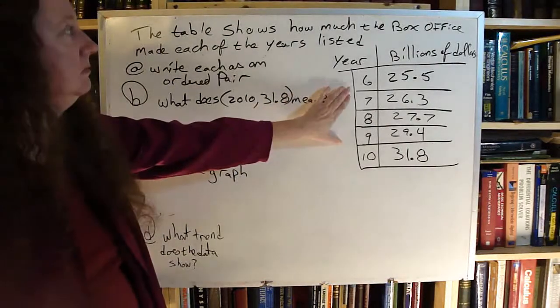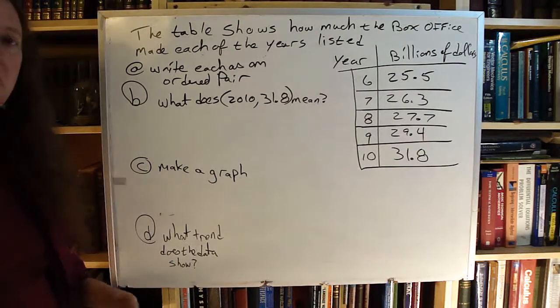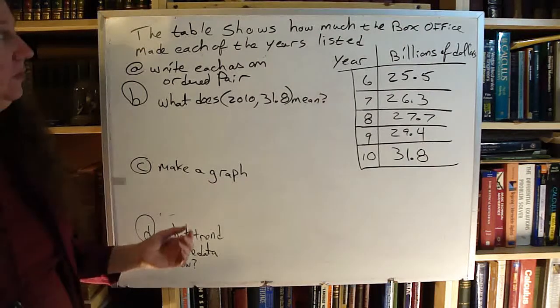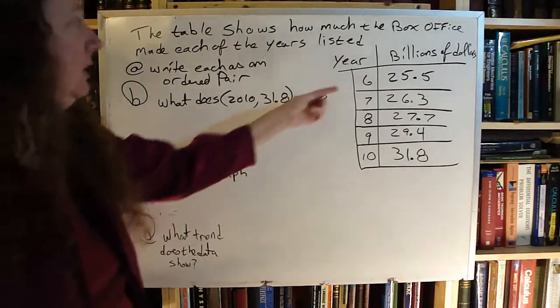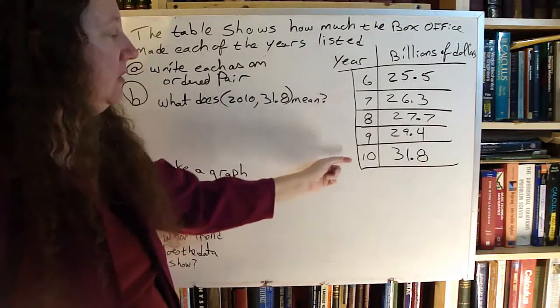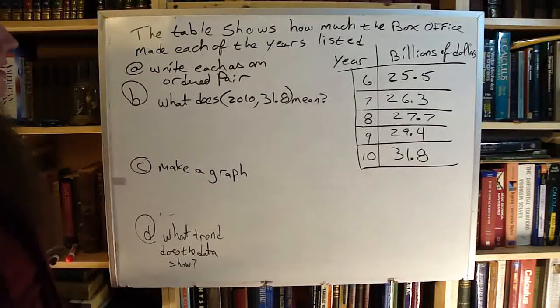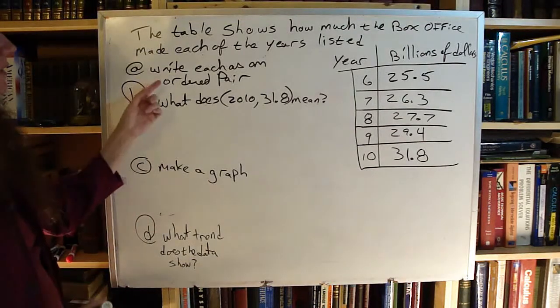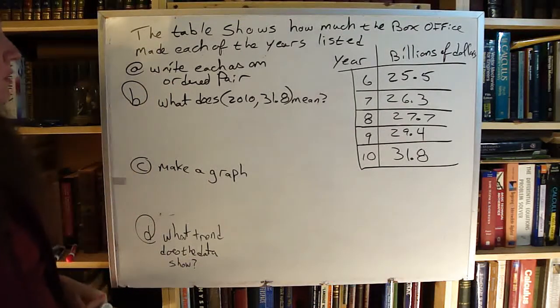This table shows how much the box office for the movie theaters made each of the years listed. So 2006, 2007, 2008, 2009, and 2010. They are asking us to write each as an ordered pair.